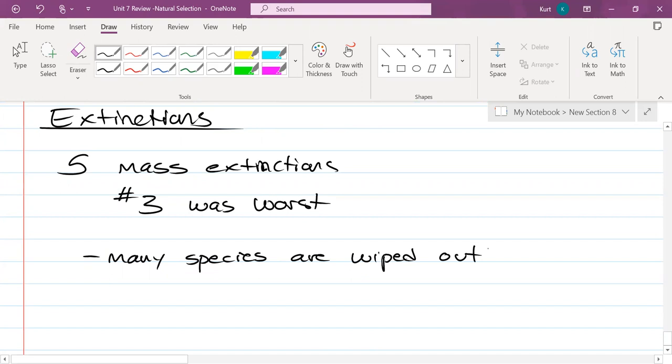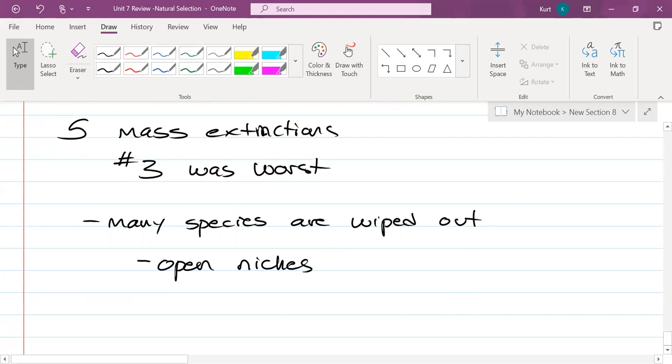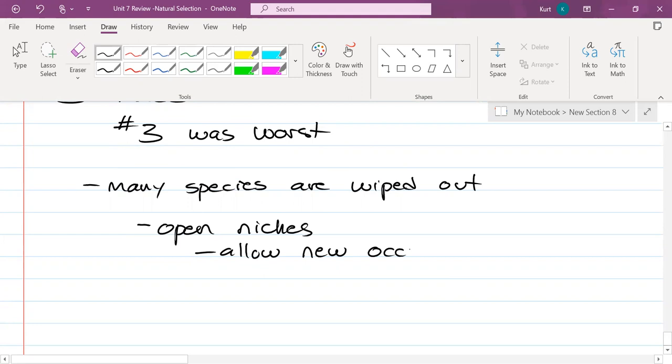This opens niches. It's like a company just fired 50% of their staff. They sucked. They were horrible at their job. And they're gone. Guess what? There's a bunch of job openings. So this will allow new occupants to fill those niches.